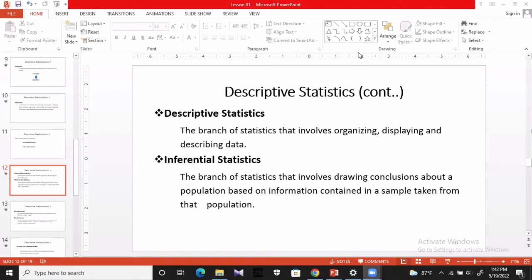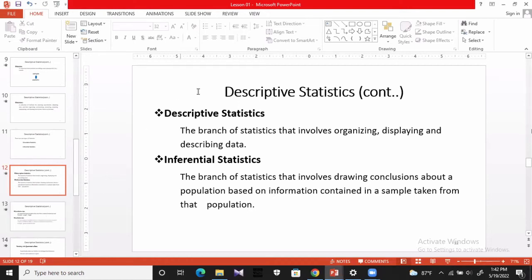Is that clear, guys? If you have any question regarding inferential and descriptive statistics, please ask me now. Did you understand it? Okay.